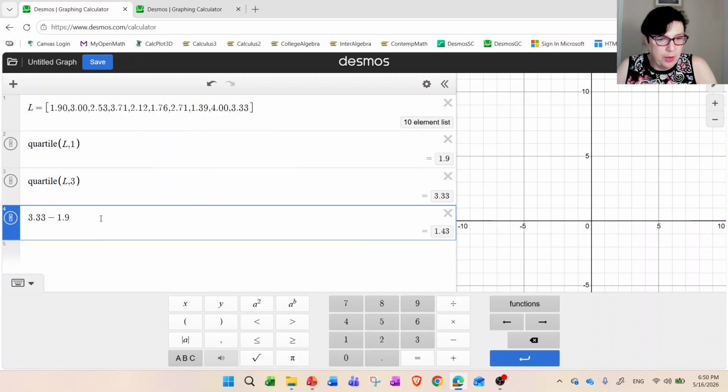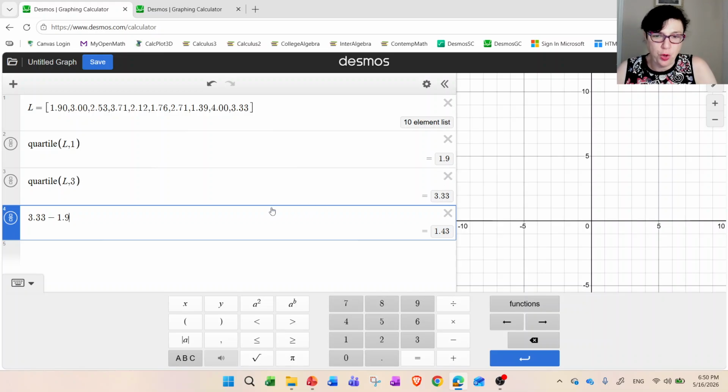Control C, and then Control V, or Command C, Command V. And your interquartile range is 1.43. Very simple, right? The quartiles, subtract them. Always remember that the interquartile range is positive, so you always start with the third quartile and subtract the first.